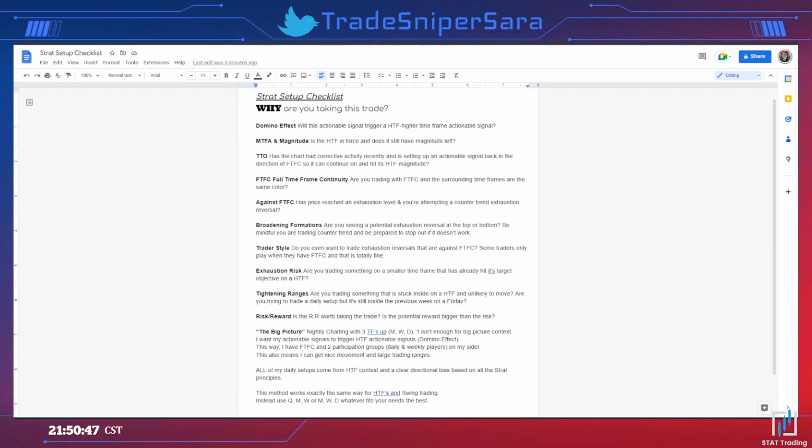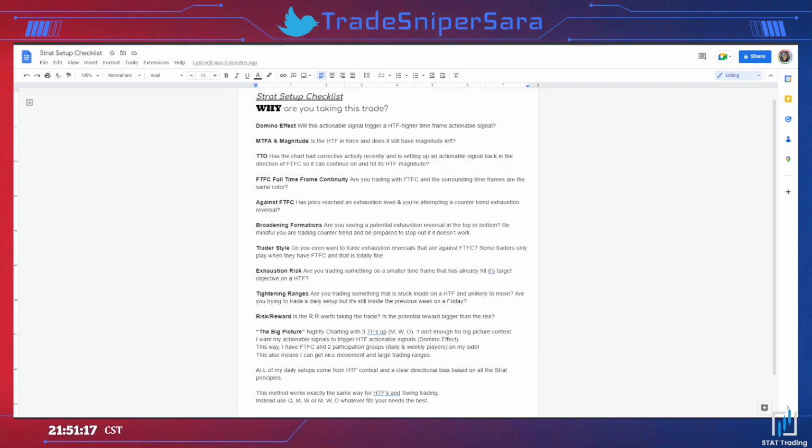And this also means if I have a setup triggering a higher time frame setup and going outside of the previous week, it means that I can get nice, big, large trading ranges because I know we're not confined to a small little area. And all of my daily setups come from higher time frame context, but I have a clear directional bias on all of the strat principles.